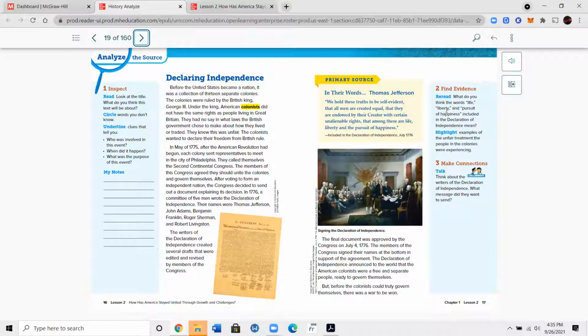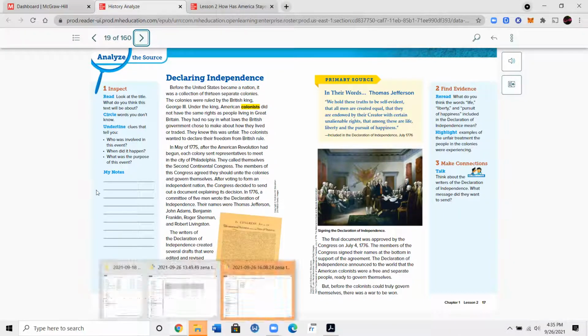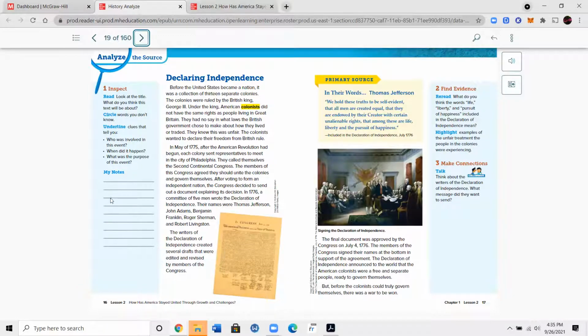For number 2, what do you think the words life, liberty, and the pursuit of happiness, included in the Declaration of Independence, mean? Then highlight or underline examples of the unfair treatment that people in the colonies were experiencing. For number 3, think about the writers of the Declaration of Independence. What message did they want to send? You can write down any written parts of your answers over here in the My Notes section. Let's go ahead and get started on this reading.